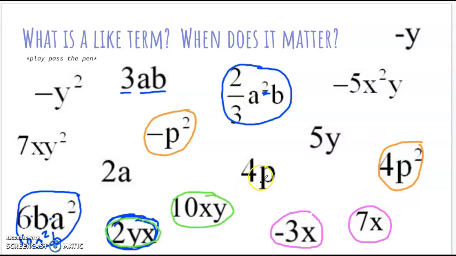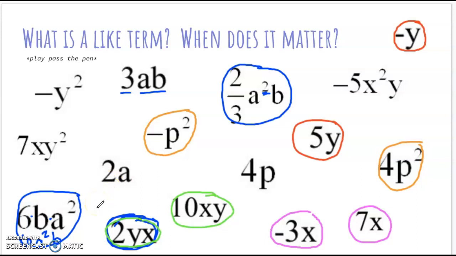What else have I got? I've got this 5y and this negative y. Those would be examples of like terms. I'm trying to see, did I miss any? Negative 5x squared y does not match with my 7xy squared. I've got this negative y squared. That doesn't have a match. I've got a 2a. That one doesn't look like it has a match. And a 4p. That one also doesn't look like it has a match. So we've now matched up all of our like terms.